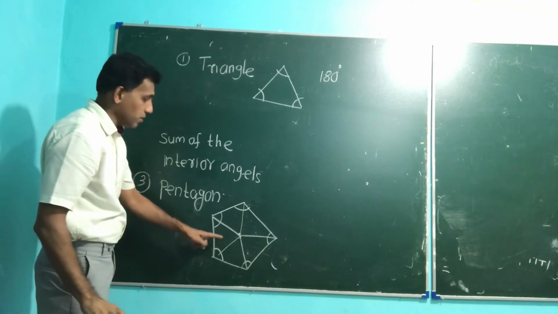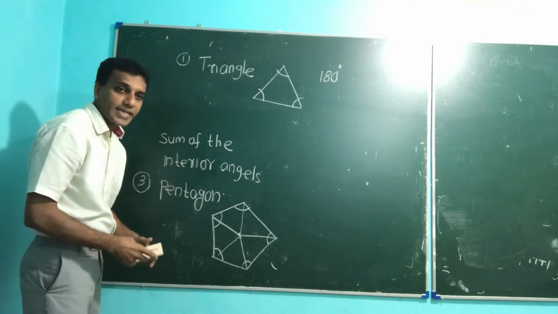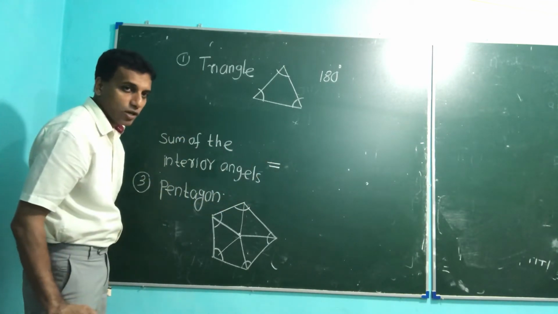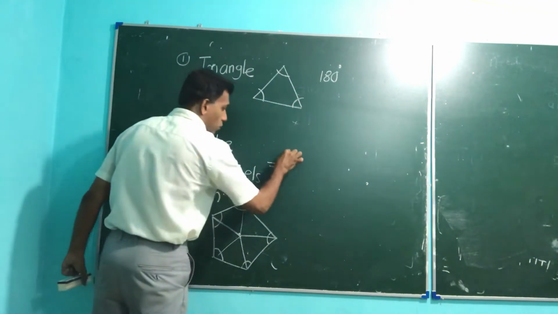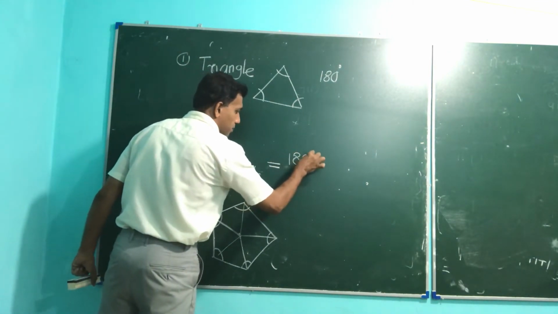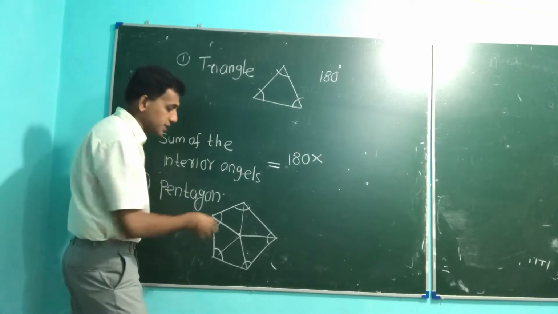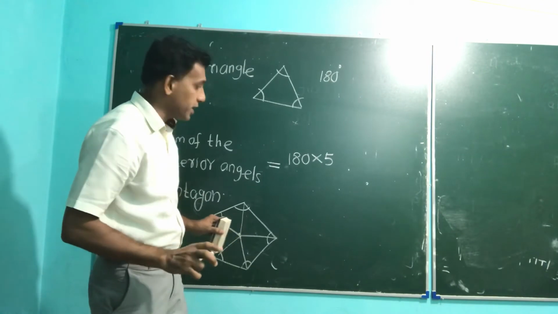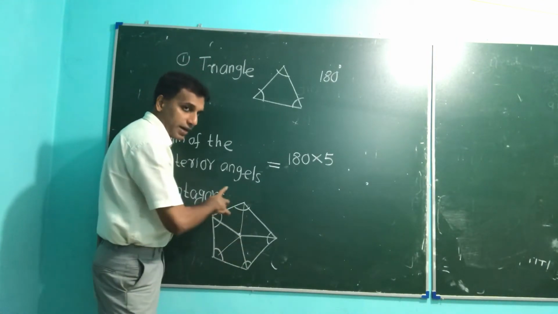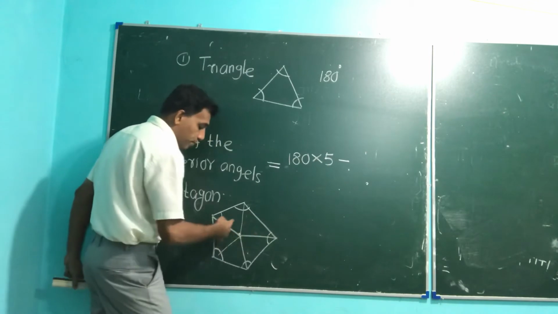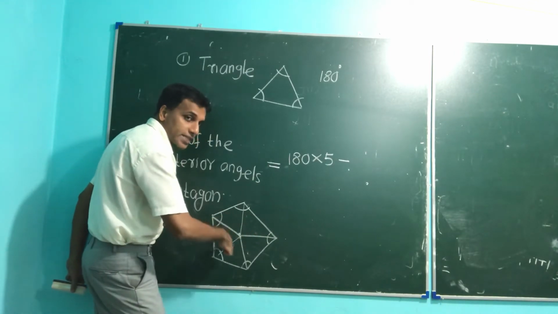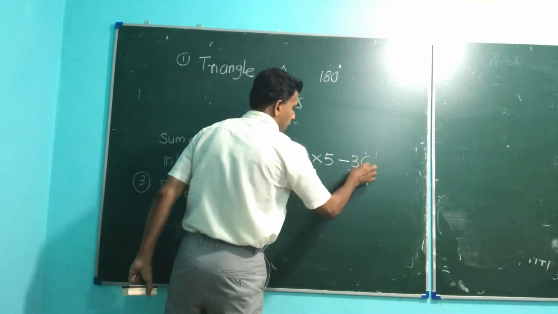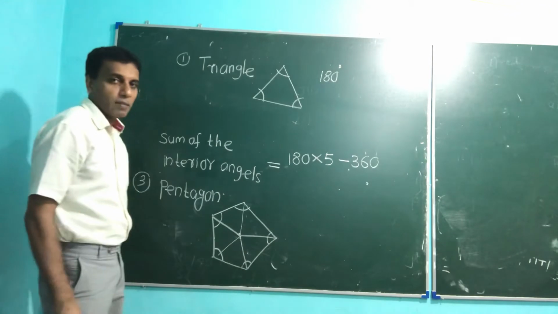So this is the figure. Below you can write the sum of the interior angles equals, what is that? 180 times how many triangles? 5 triangles. But that is too much. You can't take all these 15 angles. Subtract. There is a complete 360 at the center. Not only the center, somewhere inside, right? Subtract 360 is the method, right?